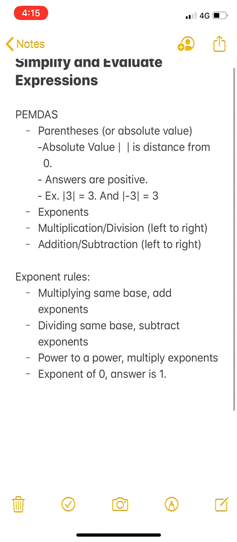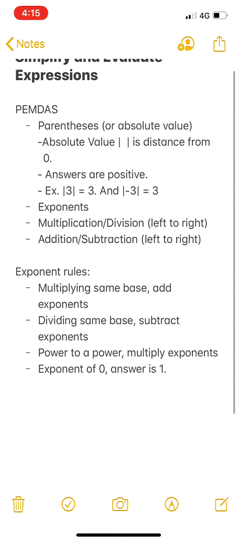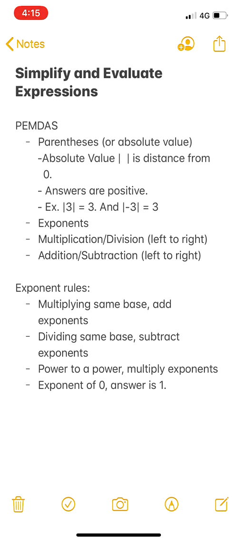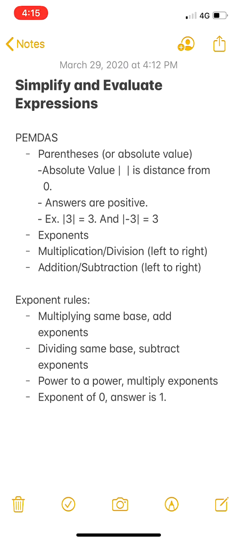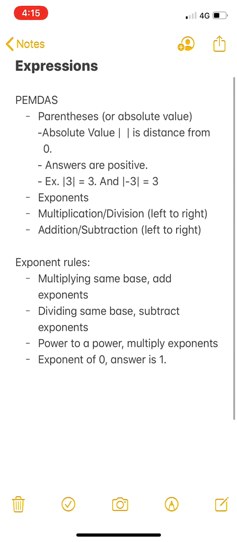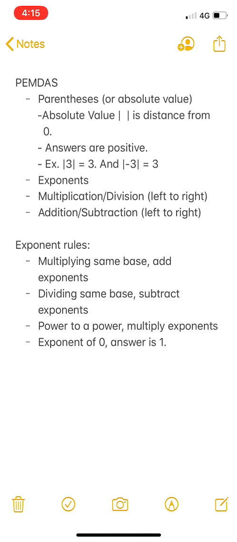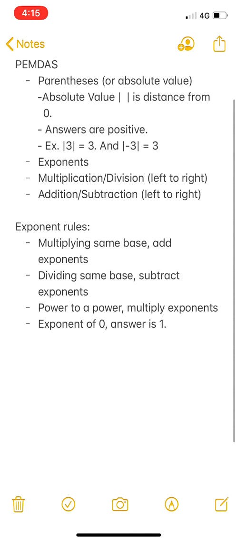Talking about PEMDAS, that's your Please Excuse My Dear Aunt Sally, aka your order of operations, the math term for it. So PEMDAS starts with parentheses, or in our case you're going to see a lot of absolute values. Do you see those two bars that I have? Instead of a curved parenthesis, absolute value has those longer lines. Absolute value is the distance a number is from 0, so your answers are always going to be positive because distance is always positive.